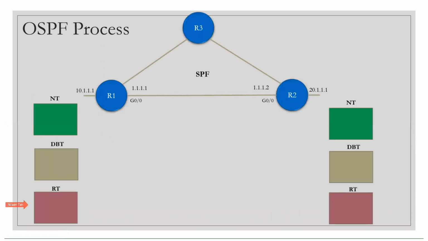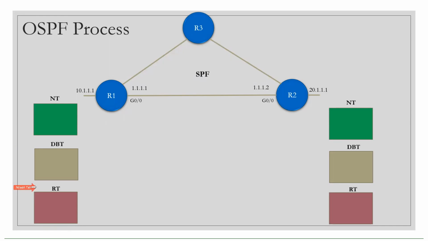Now, the OSPF process, like I said, OSPF has got a variety of packets, and it's also got a variety of tables. So let me go ahead and pull in annotation here and quickly share. The three tables we talk about in OSPF are: number one, NT or the neighbor table. Number two is the DBT or the database table. And number three is the RT or the routing table. So let's see how it works.